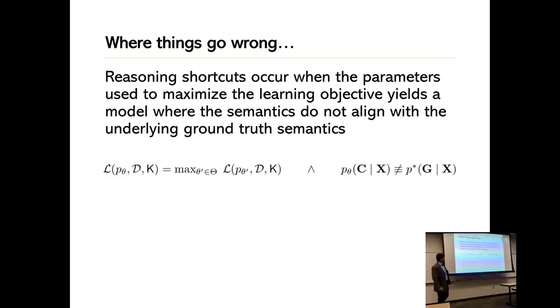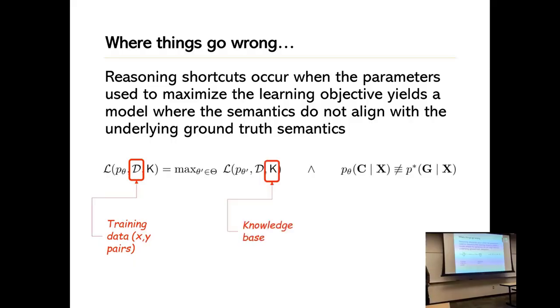If you look at your loss function, you're looking to find the parameters that, over the data points, are minimizing or maximizing that function, depending on how it's framed, based on both the data and the knowledge base. And you have a reasoning shortcut when you do that and P theta is not the same as P star.